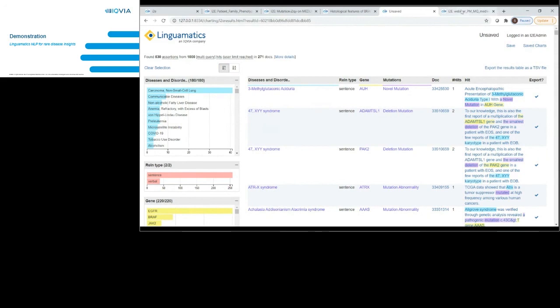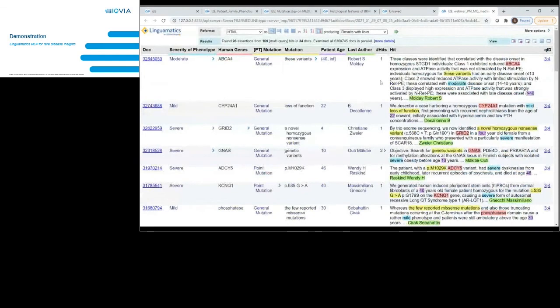Moving on to the last set of results that I have to show you. Here again, we are looking at results extracted from the last 5 years of Medline. Here, in addition to extracting the mutation terms, we're also telling you whether it's a general mutation or a point mutation. In addition, we're also extracting the severity of the phenotype, mild, moderate, severe, and so on, and patient age as well as last author.